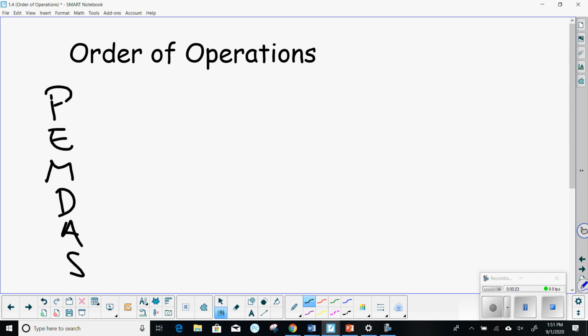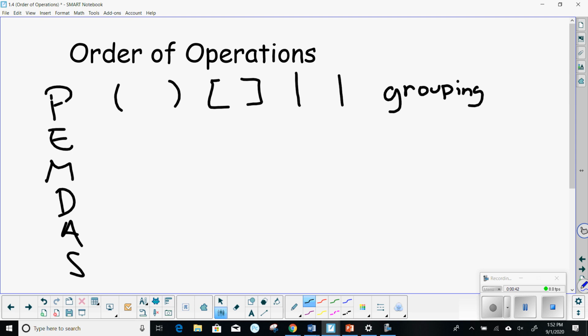P stood for parentheses. When we talk about parentheses, we're talking about any kind of grouping. So you could have square brackets, parentheses, or absolute value signs as a grouping. Really, what they're talking about is grouping, so we always do that first. Next comes exponents. That's what the E stands for.